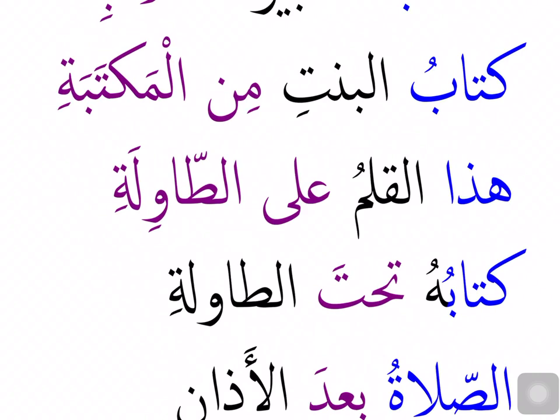Jar wa majroor shibhu jumla khabar. Min is harf of jar. Al maktabati is ism majroor. That is my khabar. What type of khabar? Jar wa majroor shibhu jumla khabar. The girl's book is from the library. Min al maktabati, from the library.